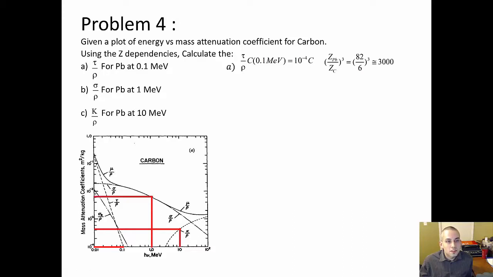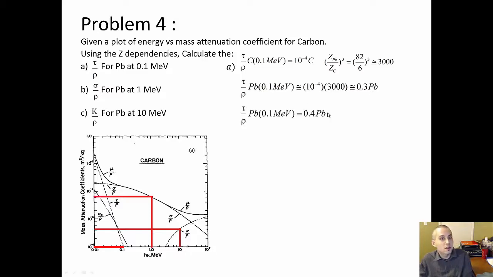But what's the Z dependency at 0.1 MeV for the photoelectric effect? It's Z cubed, right? So we can go ahead and write down each of the elements' atomic numbers and cube them. We get our answer of 3,000. So now we can set up a ratio from that carbon value with 3,000, and we'll see what we get. We multiply them. We get 0.3 for lead at that energy, approximately. But what's the real answer? It's 0.4 for lead. So very close, essentially just by going by that Z dependence.